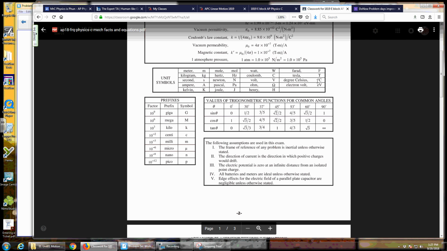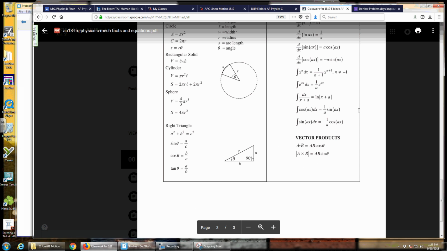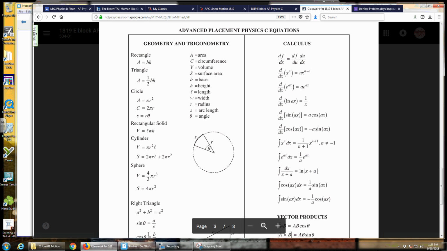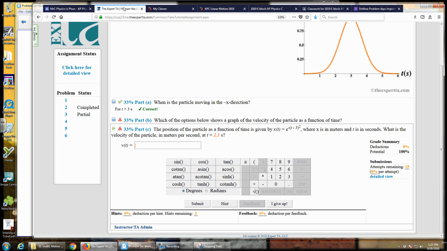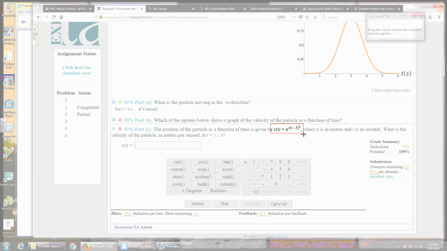So you need your equation sheet, for the fact that you want to grab these calculus functions here. Okay? So what we're going to do is, there's the position, we want to find the velocity, so we need to do the derivative of it. So let me grab that position equation so I can be lazy and not rewrite it.